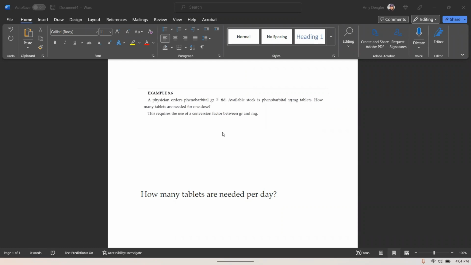A physician orders phenobarbital, 1/2 grain TID. The available stock is phenobarbital, 15 milligram tablets. How many tablets are needed for 1 dose? This requires the use of a conversion factor between grains and milligrams.